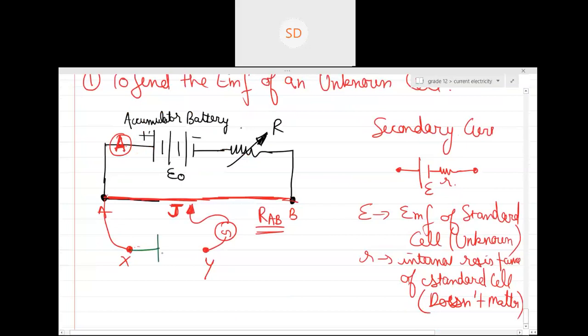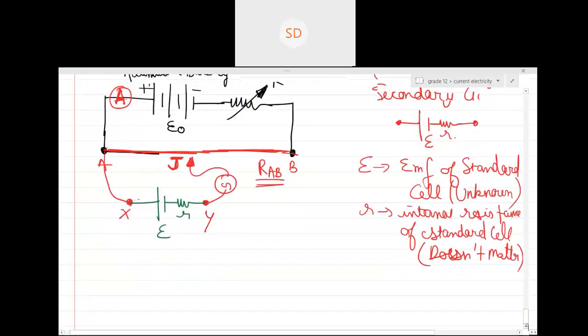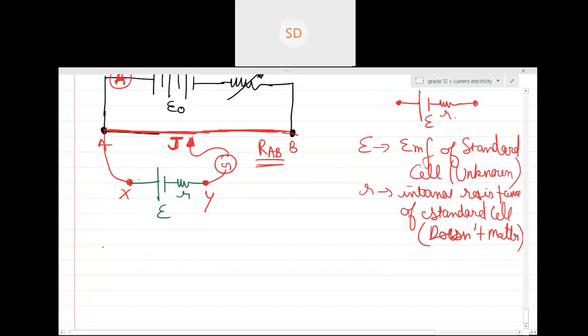So can you see? Can you see what exactly did I do? I just put that secondary circuit in between point X and Y. And this is what I'll be keeping on doing, in every application. Is this clear guys? Hello?